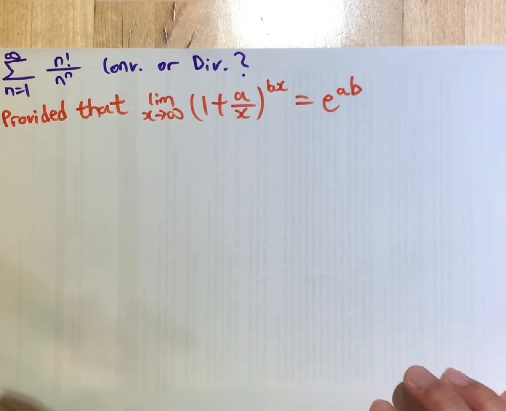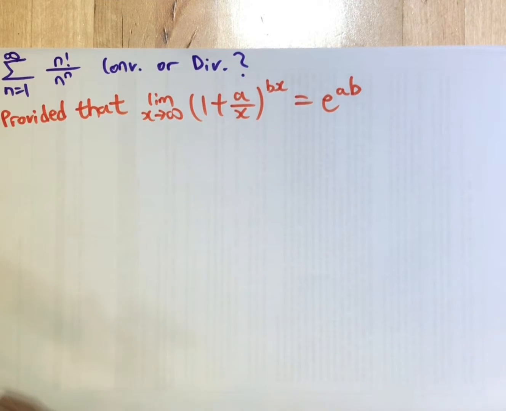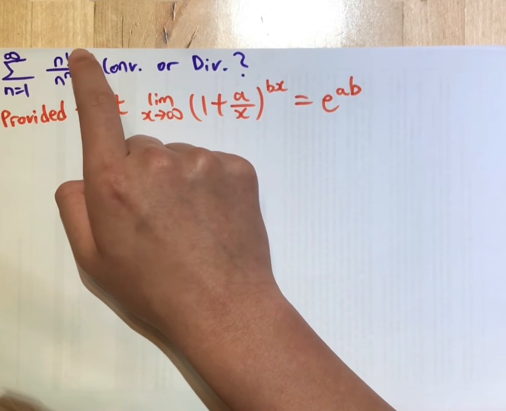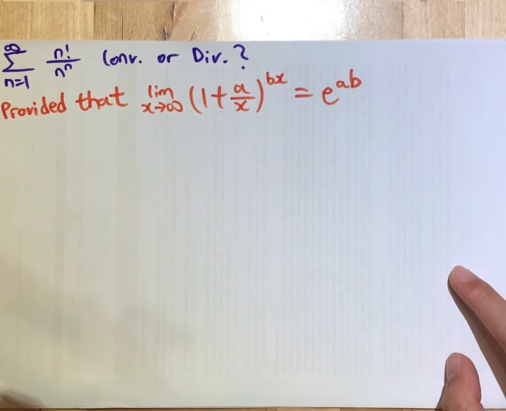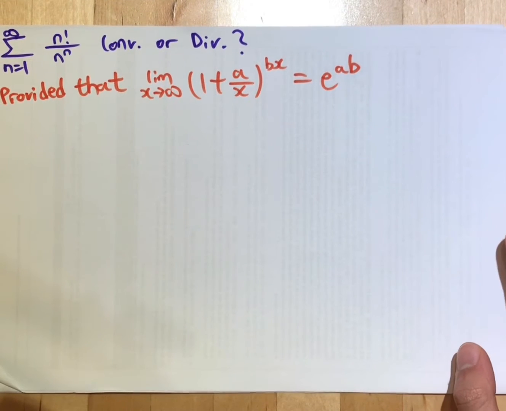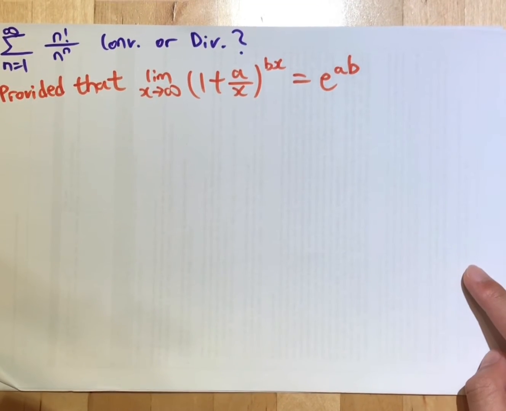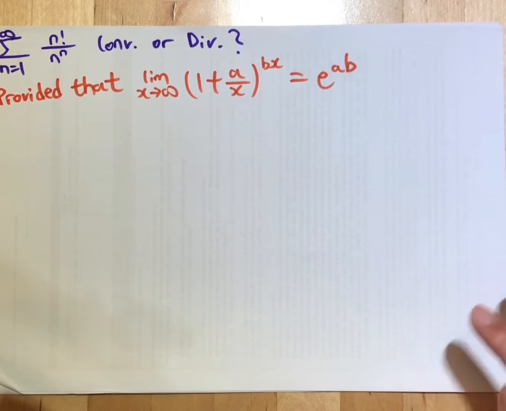Hello, welcome back, and today we are going to solve the series of n factorial divided by n to the n power. The question is just asking, does it converge or diverge? We don't have to find out which value it converges to if it converges.